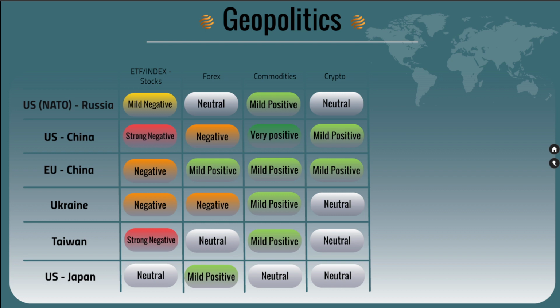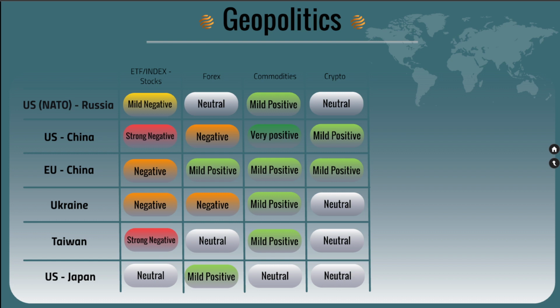But as you can see overall, the crypto market is receiving a mild positive or neutral effect from most of the areas, while the commodity market is pretty much positive. I mean, in terms of the geopolitics, but not everything else. And then the Forex market is fairly mixed. There are 2 areas with neutral effect, 2 areas with negative effect. This is the US, China, and the Ukraine. And then we have the EU, China, and the US, Japan so far positive for the Forex market.